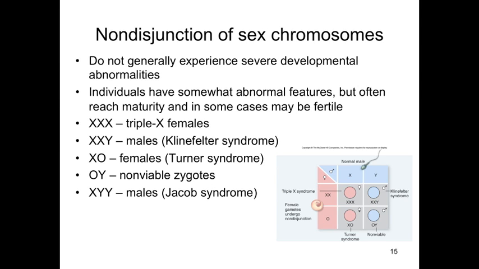We could also see Y chromosome nondisjunction. In this case, you have the formation of a YY gamete. When these gametes combine with an X gamete, we have an XYY zygote, which develops into a fertile male of normal appearance. And there's a number of studies that were performed on males that were in prison, and they found a lot of XYY individuals.